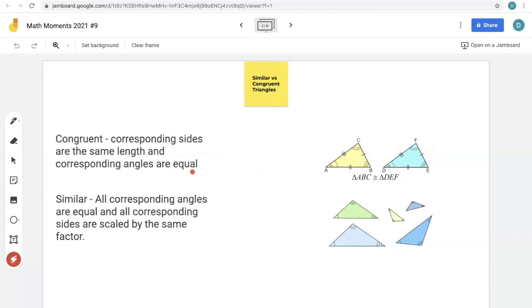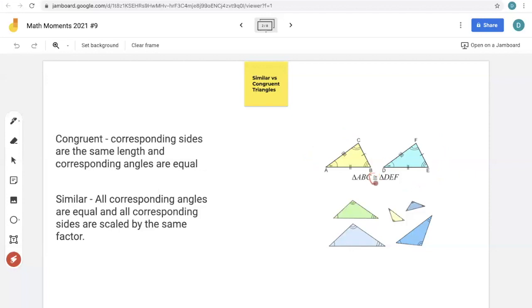And then corresponding angles are going to be a similar concept. The angle in the same place in the triangle, so angle A on the yellow triangle is in the same place as angle D. And we do a similar labeling method where the one line angle here is the same as the one line angle over here, and then you see 2 lines, 2 lines, 3 lines, 3 lines. What that tells us is that each of those angles that have the same label on them are the same, they're equal. And we can see that those are corresponding. So these two triangles are congruent.